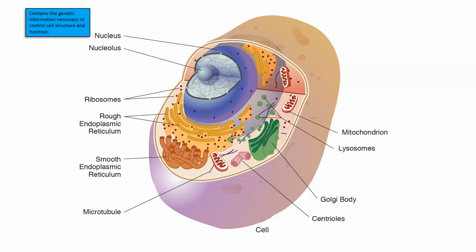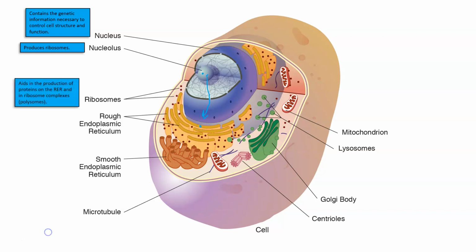But the nucleus as a whole contains the genetic information necessary to control cell structure and function. It has the hereditary information, DNA, chromosomes, all of that is kept within the nucleus. Okay, the nucleolus produces ribosomes. So these ribosomes are going to be made inside the nucleolus, and they're going to leave the nucleus through that nuclear envelope, specifically through a pore, and are going to attach themselves to the rough ER.